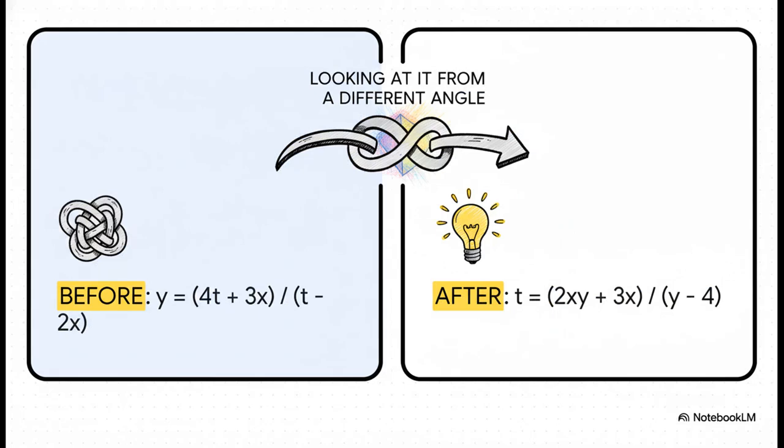And just look at the difference. I mean, that's a serious transformation. We went from an equation that solved for y to one that solves for t. The crazy part is, the underlying math, the relationship between all those letters, hasn't changed at all. We've just kind of spun it around to look at it from a brand new perspective.